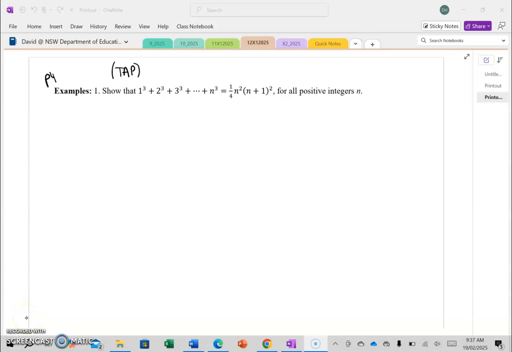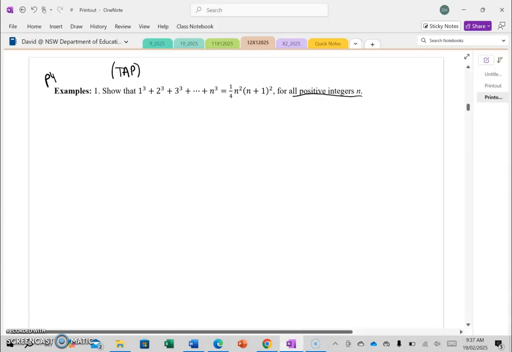Okay, we're on page 4. We're going to do an example by ourselves now. So I want to show that this is true for all positive integers n. Okay, so remembering that for an induction question, we need to follow TAP.